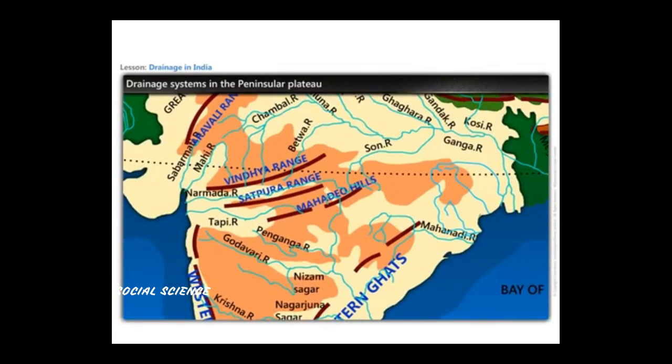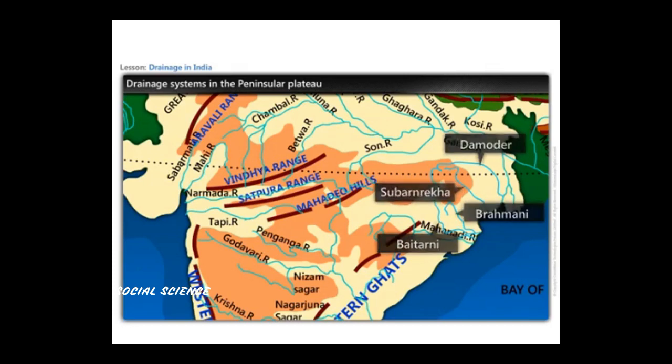Besides these major rivers, there are some smaller rivers flowing towards the east, such as Damodar, the Brahmani, the Baitarni, and the Subarnarekha.